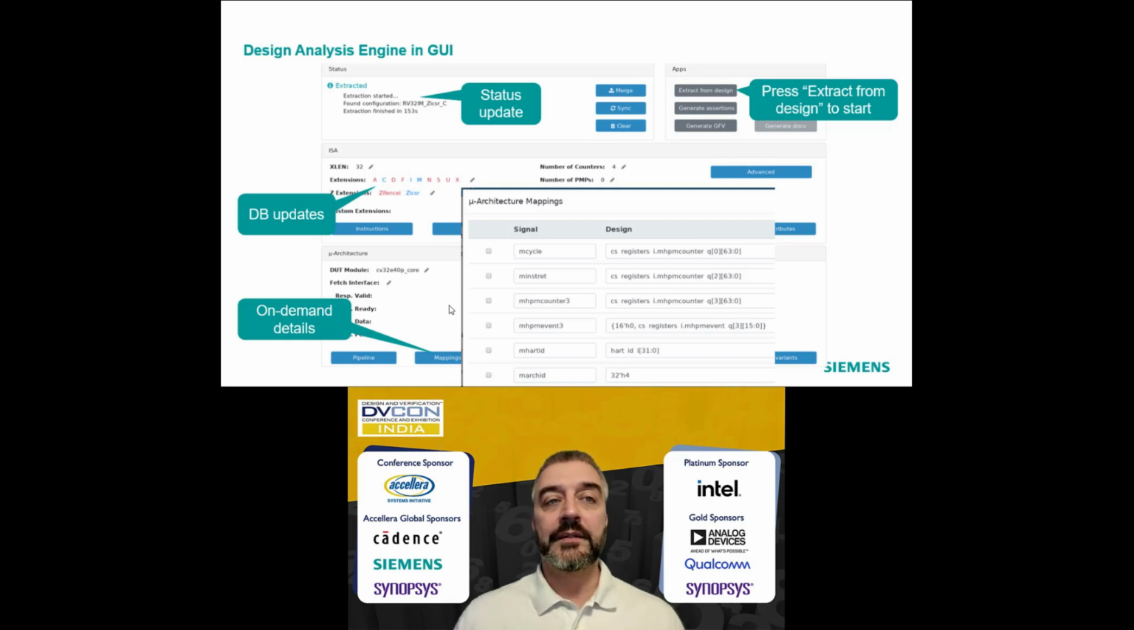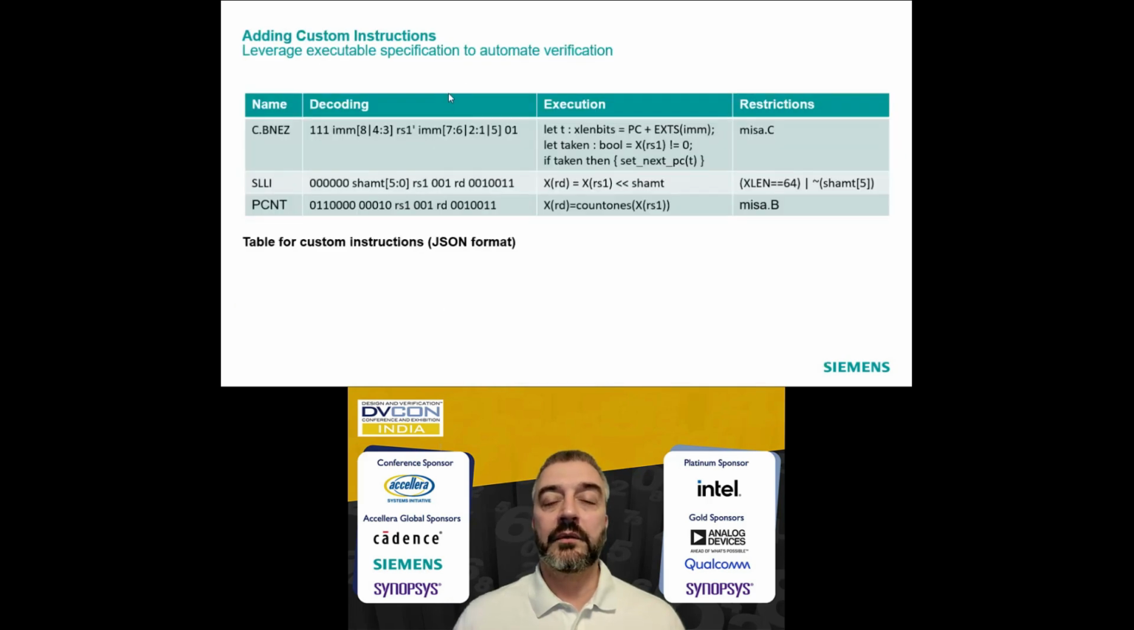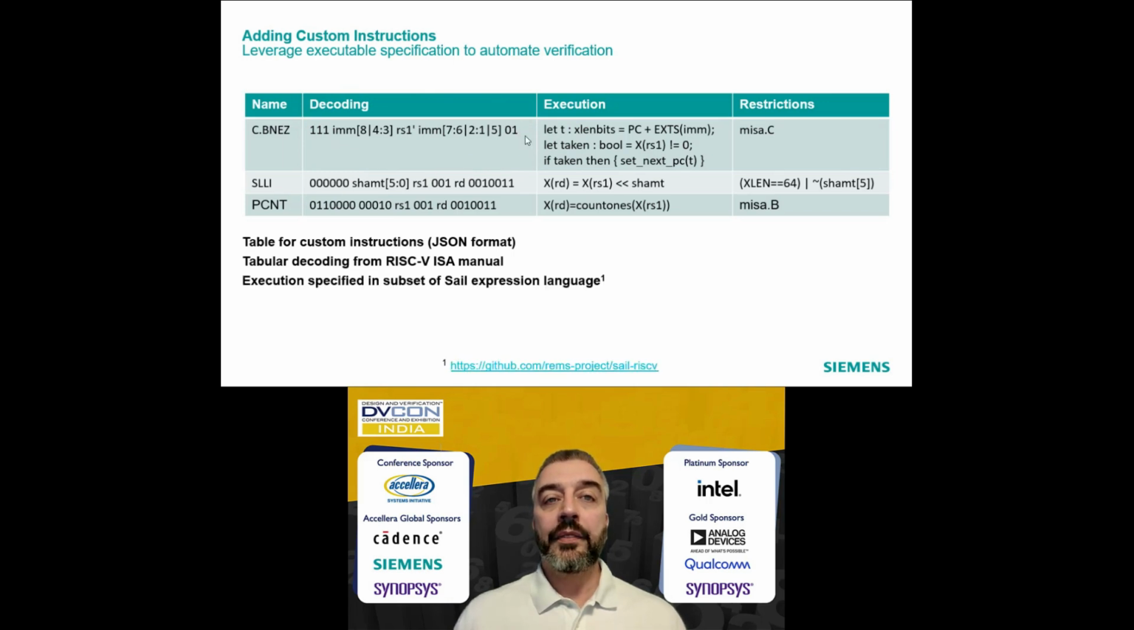And of course, there are other buttons on here for custom extensions and instructions. And if you press the custom instructions button, you would get an additional table that would look much like this. So you have just a name for each of the instructions. You have a decoding that looks pretty much like it looks in the RISC-V ISA manual. No surprises here. And then for the execution, we have picked the SAIL language.